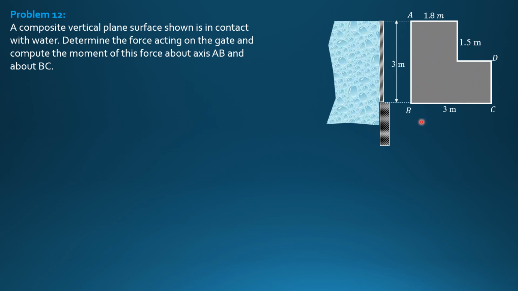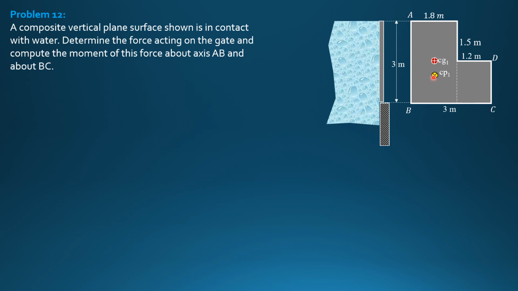Because this is a composite area, we will divide the area into two rectangles in that manner. This rectangle's top is flush with the liquid surface, so we can easily locate the center of pressure, which is 2/3 of 3, so 2 meters. There's no need to solve for E by experience. Only this part where we have to solve for E. So if this is 3 meters, 3 minus 1.8, that's 1.2. If this is 1.5, then 3 minus 1.5 is also 1.5.